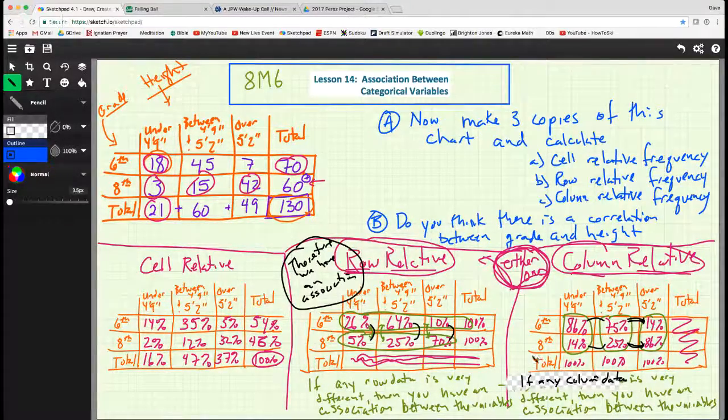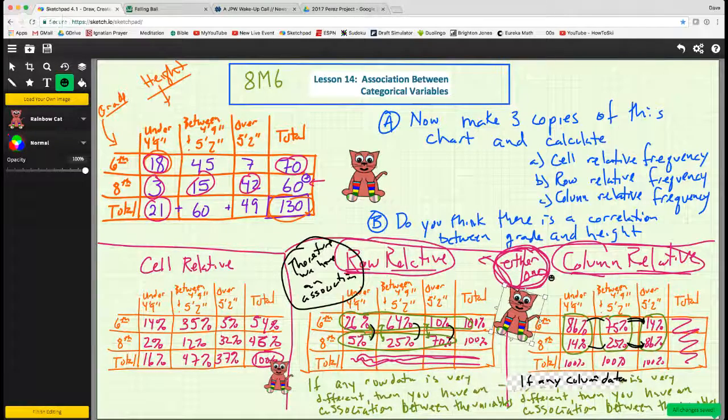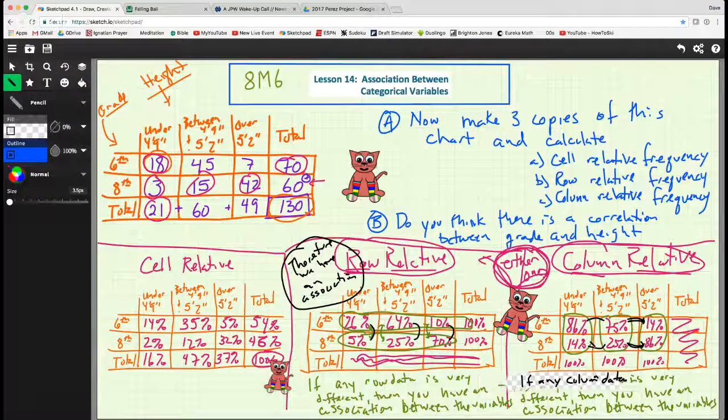We're going to do it 2 more times with 2 different examples to really show this. Now, before I switch to the next page, I want to do 2 things. One, I want to give a happy cat for doing all of these calculations. And the second thing I want to do is state what this means. What does it mean that there's an association?